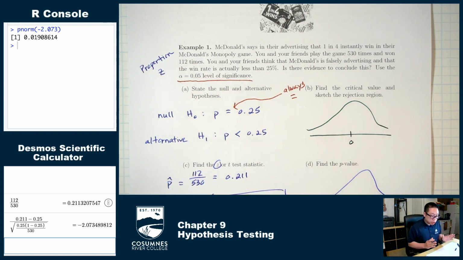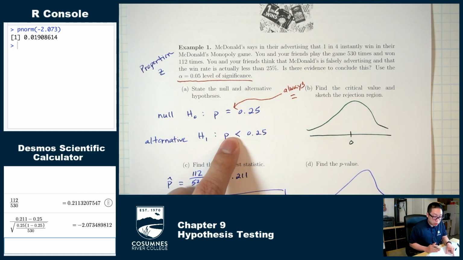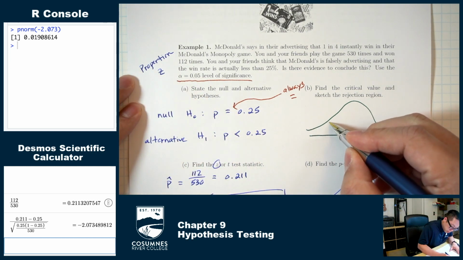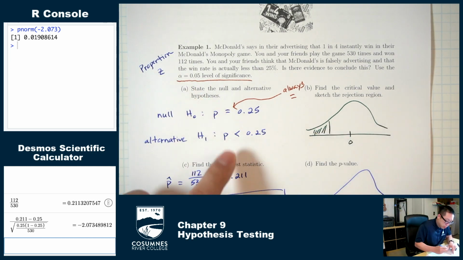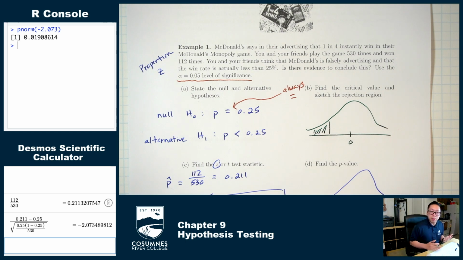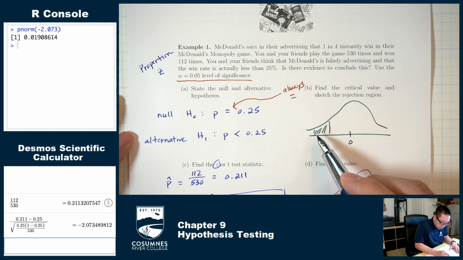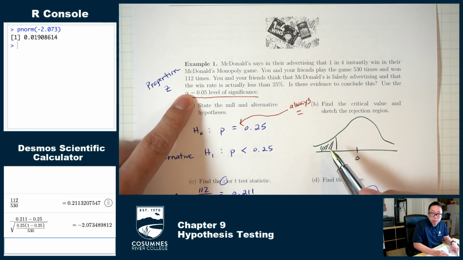And it's going to be either shaded left, shaded right, or two tails. If it's a less than, it's always going to be shaded left. If it's greater than, it'll be shaded right. If it's not equals, it'll be two tails. Now, the area here is the alpha, the level of significance.